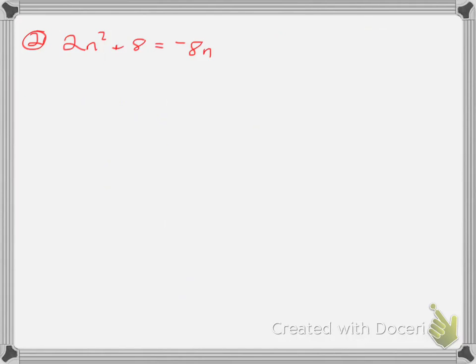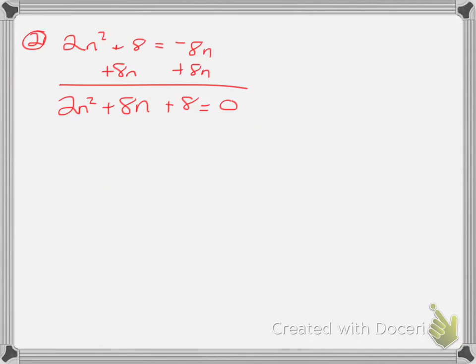So for this one, what I need to do first is get everything on one side. The last one, everything was on one side. Just like when you're factoring, get everything on one side, put it in the right order. So the 8n is going to go in the middle, and now I have my A is 2, B is 8, and C is 8.